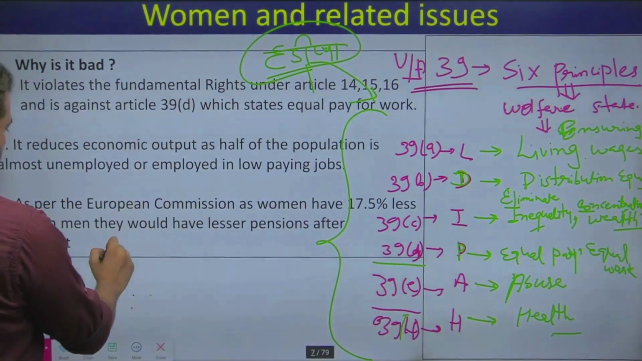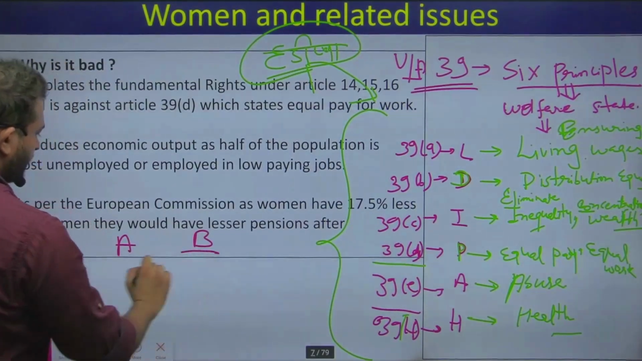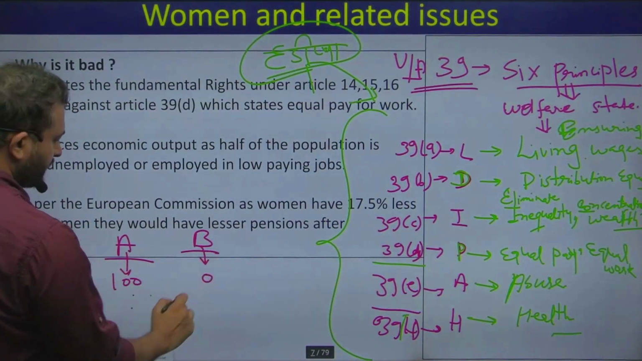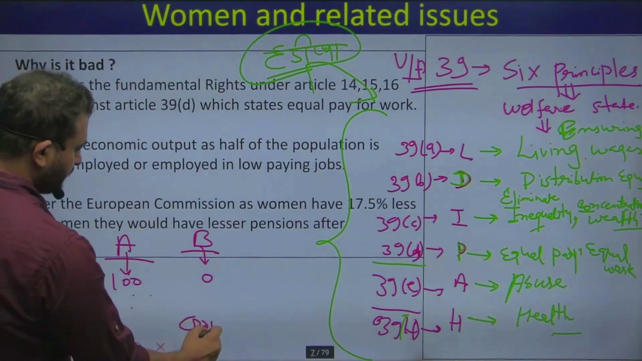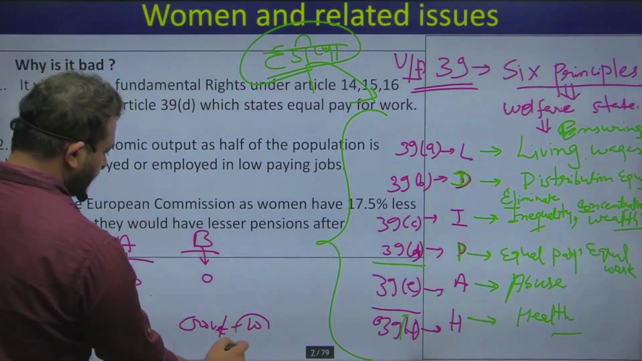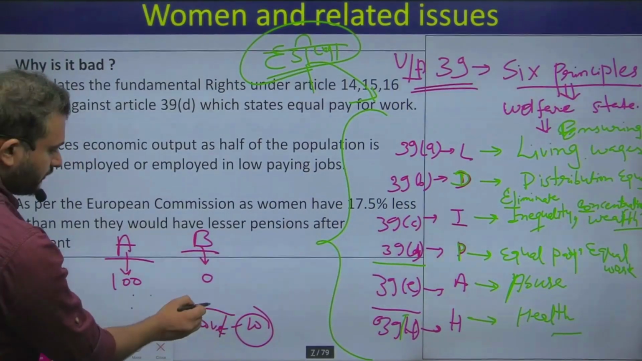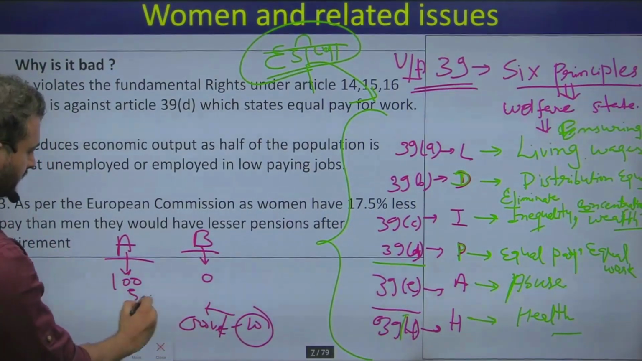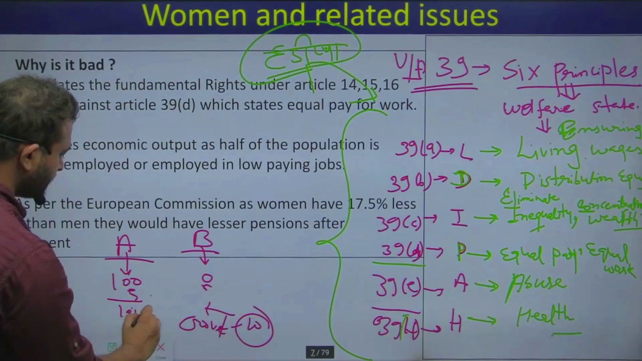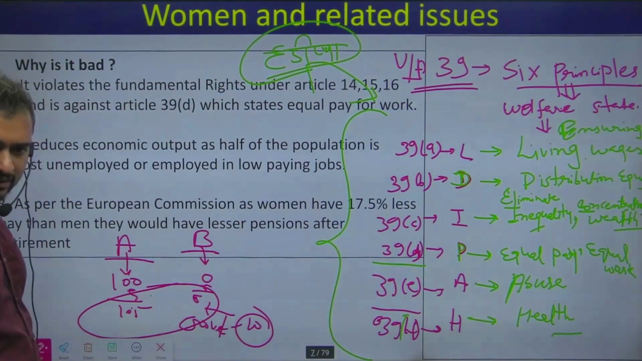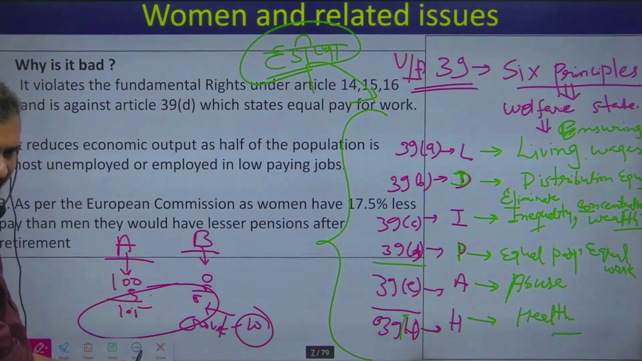Like there are two persons, A and B. If A has 100 wealth and B has nothing, the government will distribute something. Suppose the government distributes 10, and according to Article 39B, the government will distribute equally. Then 5 and 5, so there is 105 and this is 5. So has equality come? No, equality has not come. There is still a gap of 100.